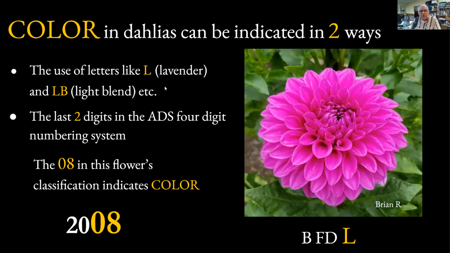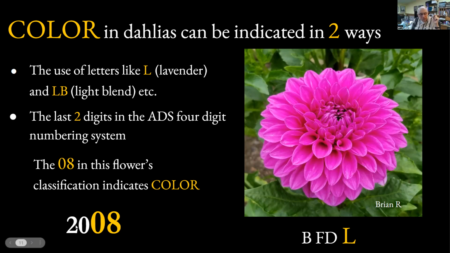Okay, so color in dahlias can be indicated in two ways, as I just mentioned: the use of color letters like L for lavender, LB for light blend, or the last two digits in the ADS four-digit numbering system. So, for example, this bloom, this is Brian R., a beautiful bloom. It beat me at Geauga Fair a few years ago. This was Debbie Finley, so she took best in show, and deservedly so. This is definitely a nicer bloom than mine.